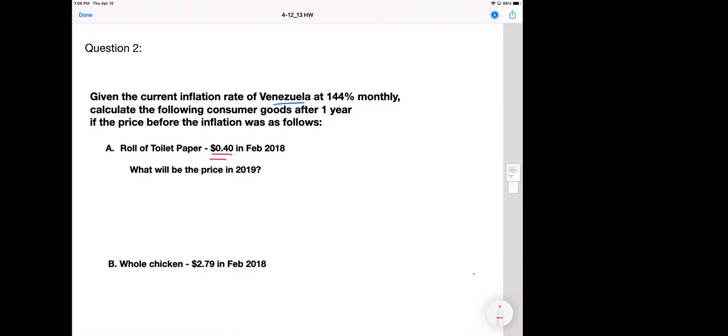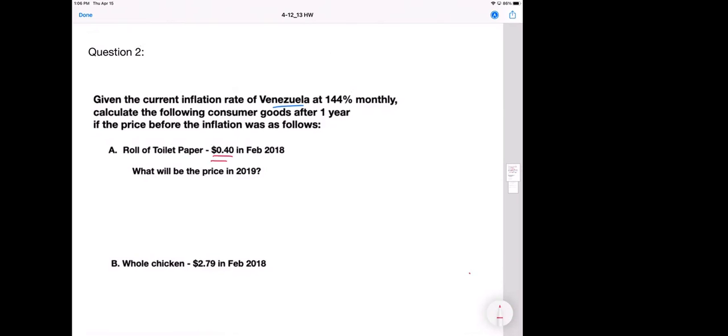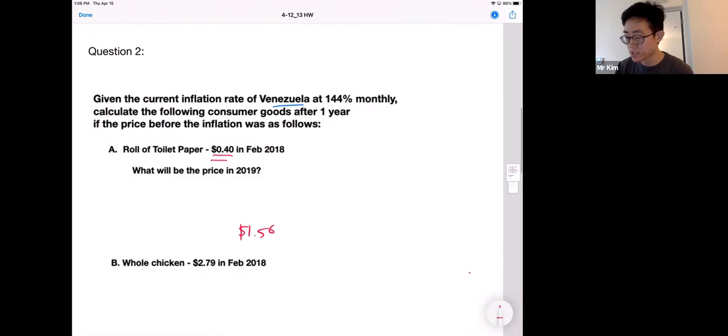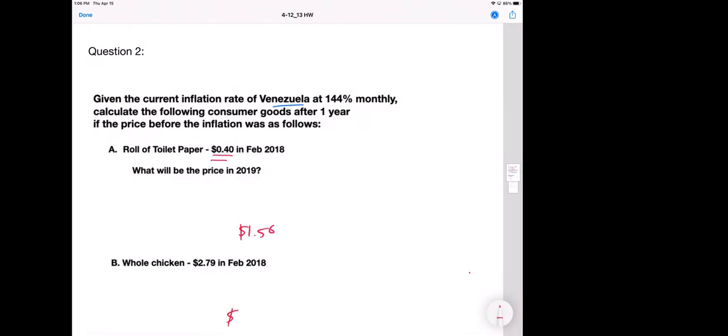Okay, so for 2A, I got $1.56. I believe that was the correct one. What about the whole chicken for this one? I got $10.87.80 cents. About that much. All right, thank you.